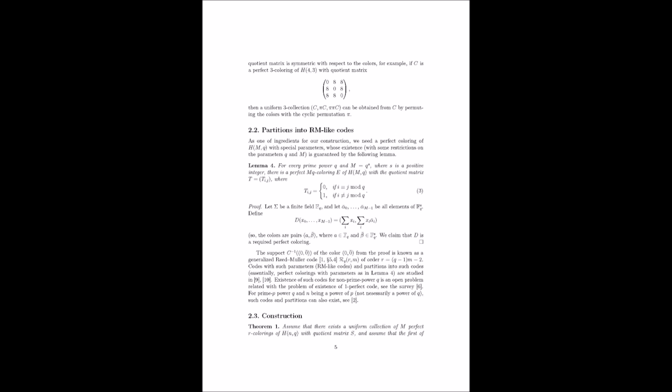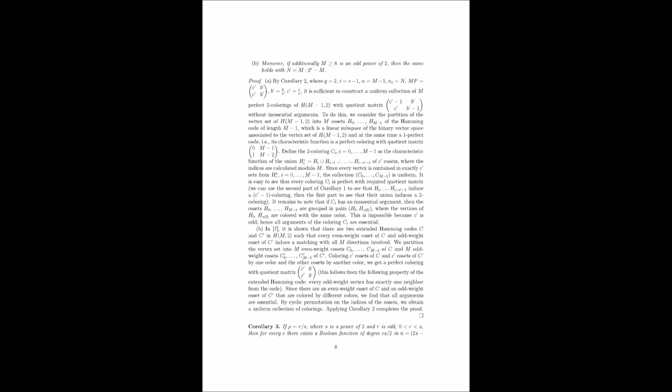What are they and how do they fit into Krotov's construction? So uniform collections, you can think about it as like you have a bunch of perfect colorings of a Hamming graph, and they all have the same quotient matrix. A uniform collection is a special set of these colorings, where if you look at the colors assigned to any particular word, you'll see the same multi-set of colors no matter what word you pick.